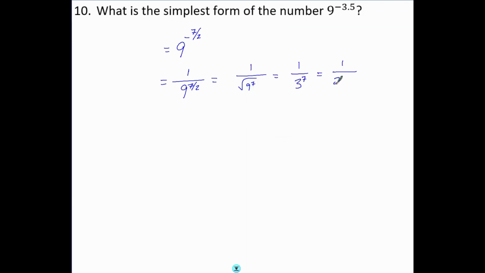2,187. All right, and that's going to be the value that we're looking for, that exact number right there.